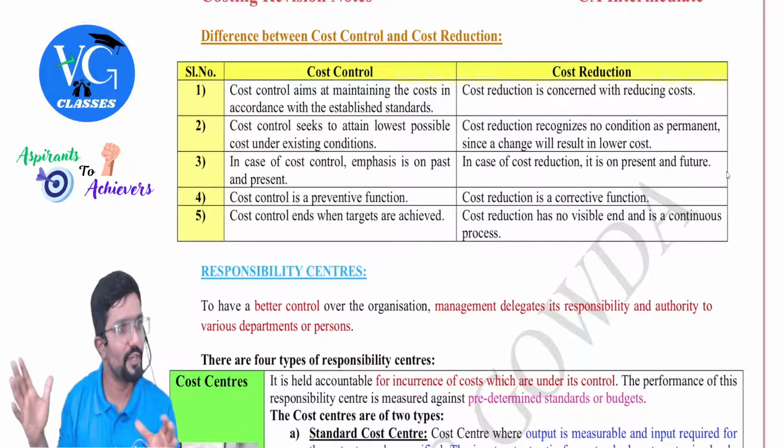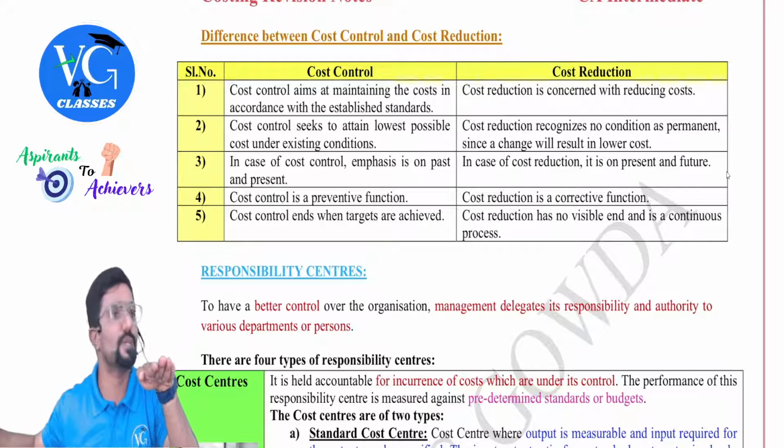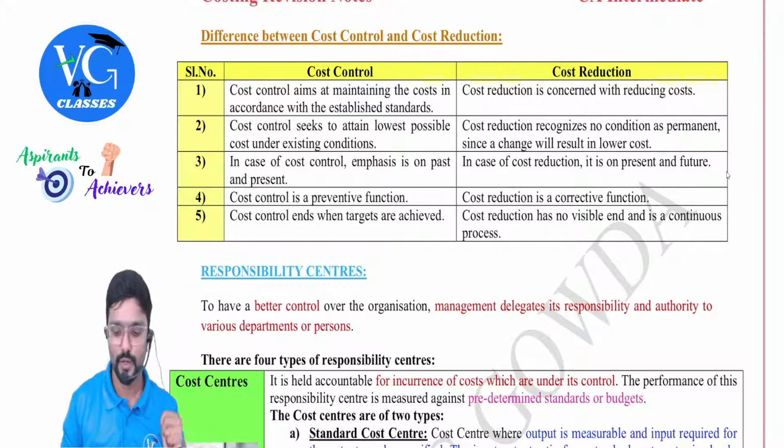Is it the present and future? Yes. Present cost is 50. I want to reduce it to 40. That is my future goal.